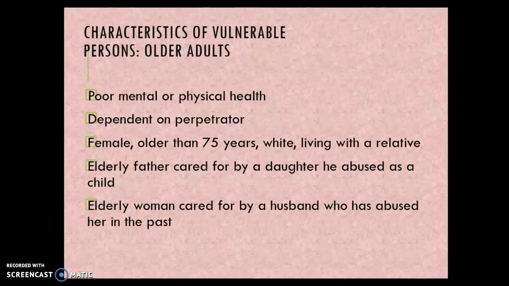And then older adults, if the older adult is in poor mental or physical health, if they're dependent on the perpetrator. A female older than 75 years, white, living with a relative is the highest risk factor for abuse. But here's two circumstances that depended on the perpetrator. An elderly father cared for by a daughter that he abused as a child would be at risk, and an elderly woman cared for by a husband who has abused her in the past. So, those who were perpetrators in the past, it kind of comes back around.